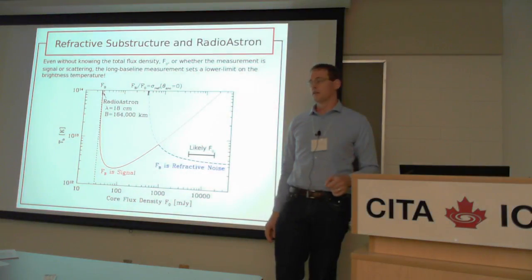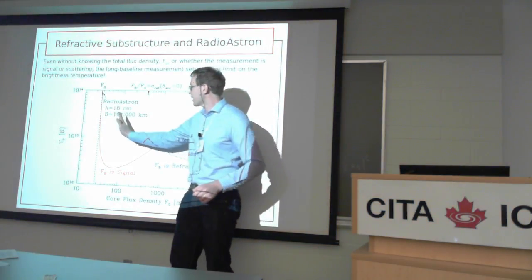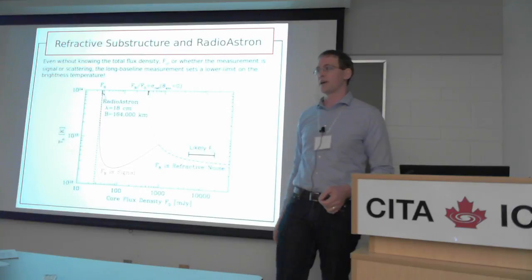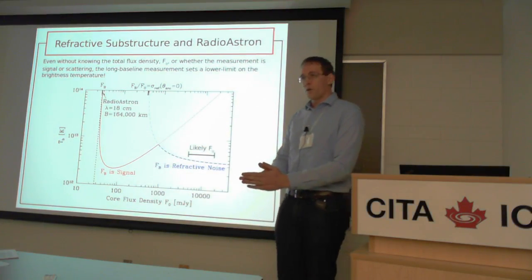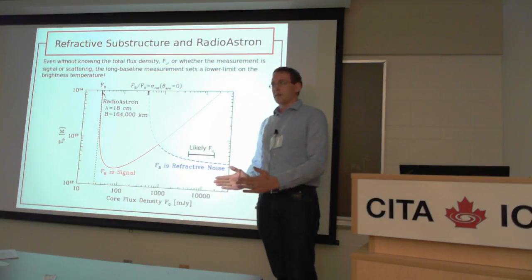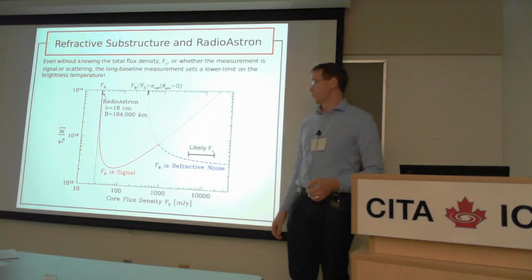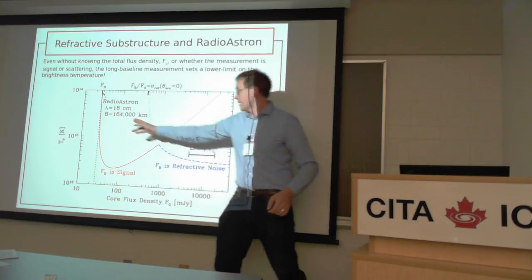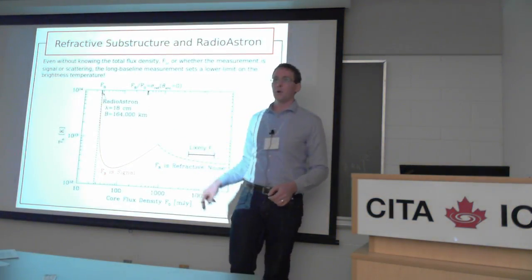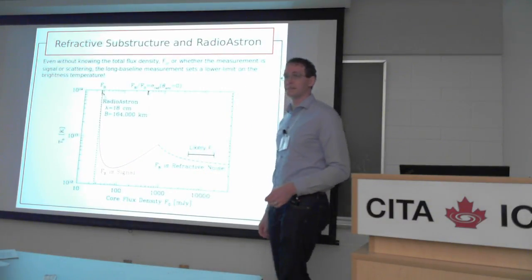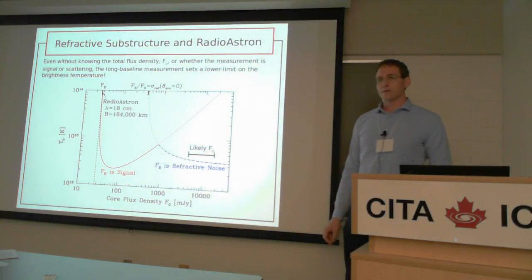There's no scattering. So if the total core flux density is the same as what you measure, then you're looking at a point source, and it has an infinite brightness temperature. Now, if you increase the core flux density a little bit, then you have to offset that and say, okay, my baseline must be partially resolving the source. And so then it turns out that the brightness temperature will initially fall, and then it'll go up. And you have this absolute minimum at a particular core flux density. So that's all without scattering.